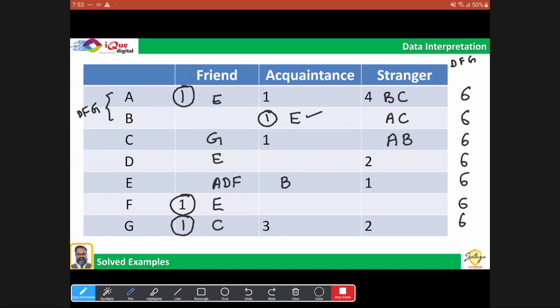If I combine the data of both 4 and 5, whoever is a friend is an acquaintance, and whoever is an acquaintance is a friend. So whoever is a friend here will be an acquaintance here. That means even this number is 1. Correct? That means this number has to be 4. Sorry, but I don't know who it is, so I can't circle it as of now. But I know that the number of strangers for B is also 4. Correct? Now, what do I put?